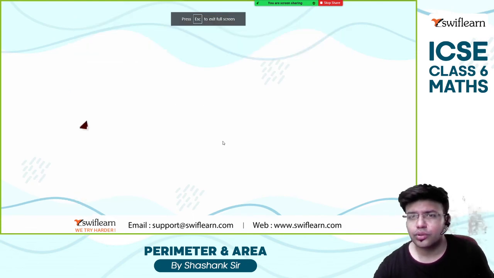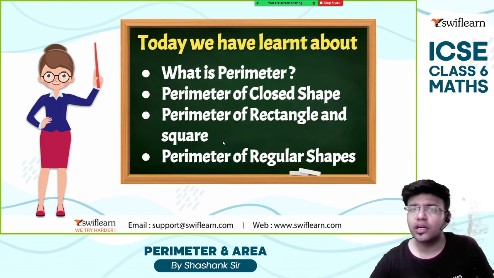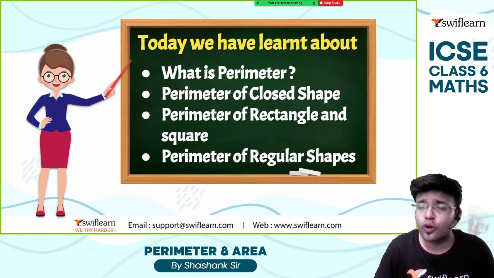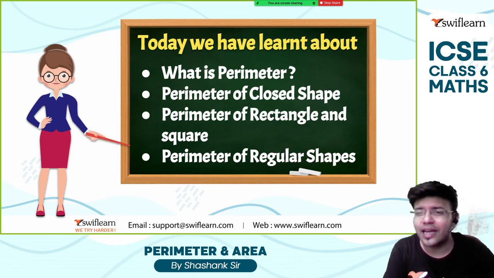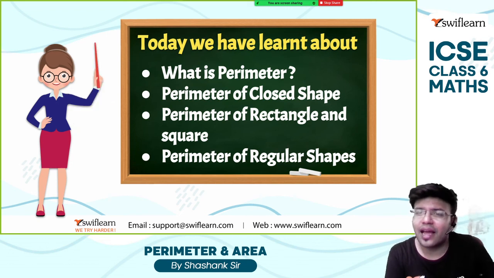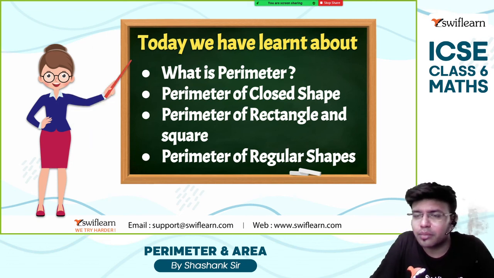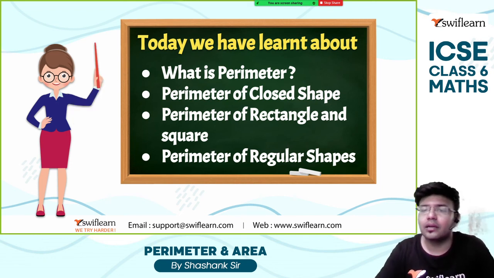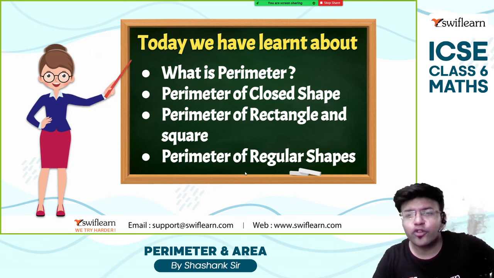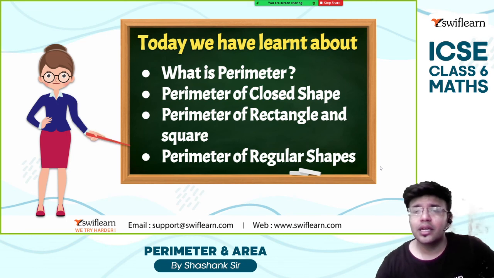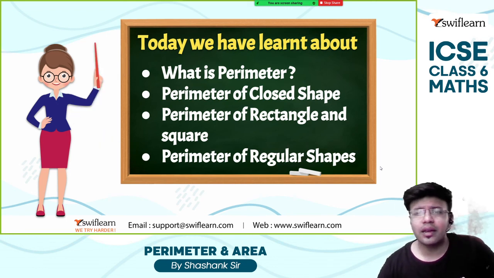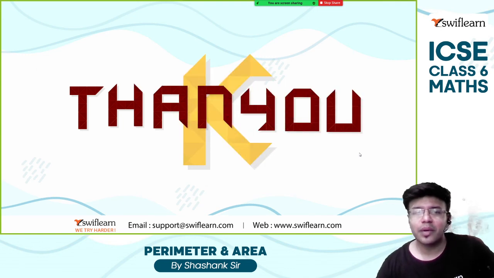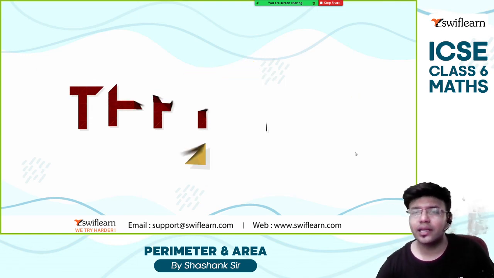So guys, what did we learn today? We learned about the perimeter. We learned how to calculate perimeter of a closed shape by adding all the sides. Perimeter of a rectangle, which is given by 2 times length plus breadth, and perimeter of a square, which is given by 4 times each side. And some perimeters of regular shapes such as equilateral triangle, which is 3L, pentagon, hexagon, heptagon, ऐसे सारे आज हमने पढ़ाई किया है.